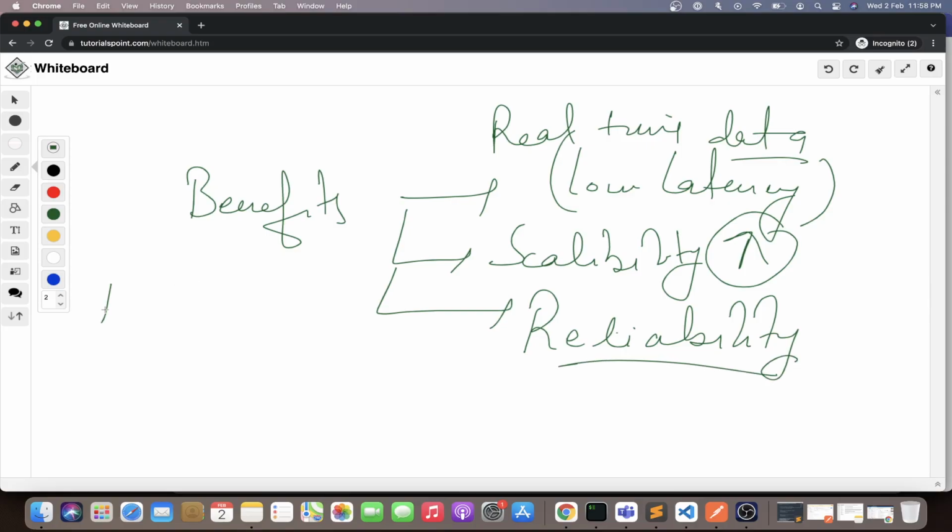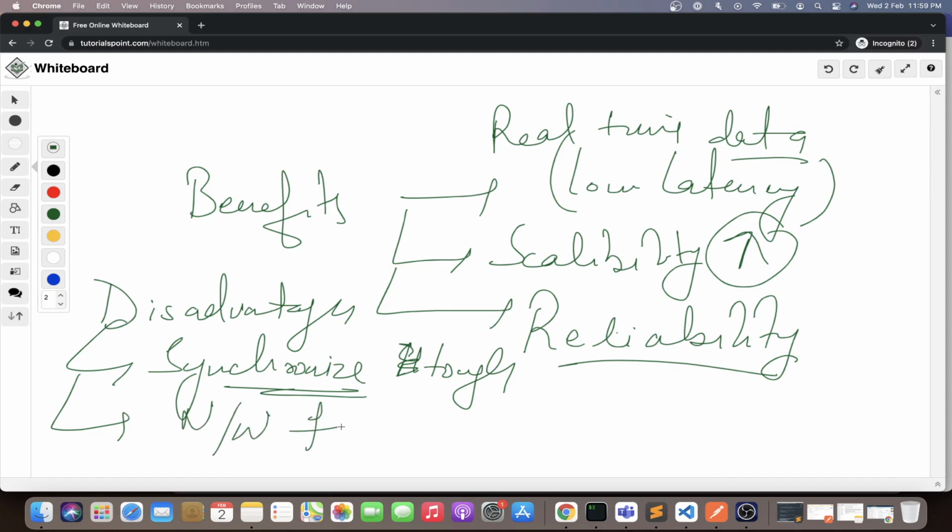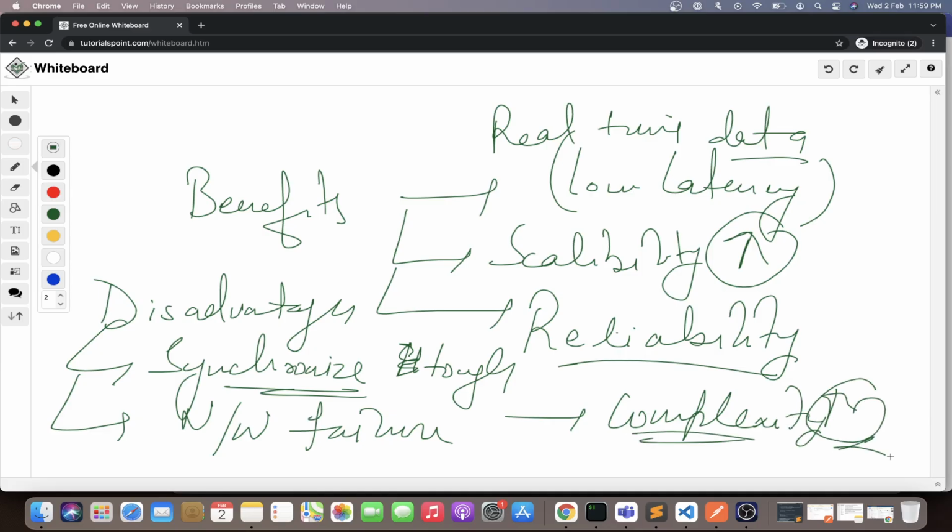There are certain disadvantages also that we need to know. The first disadvantage is that synchronization is tough. There are multiple machines, so it's tough to synchronize all the code. Network failure might occur. And it's also complicated, so the complexity of these types of systems is high.